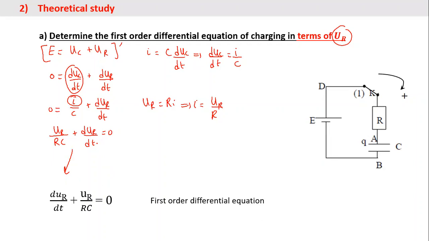This means that I have a solution in terms of UC, in terms of UR, in terms of I, and in terms of Q.